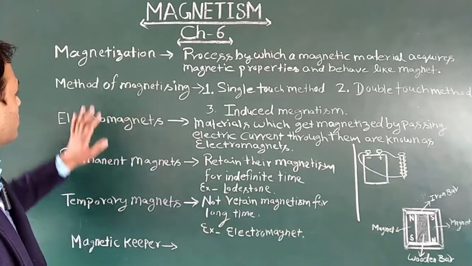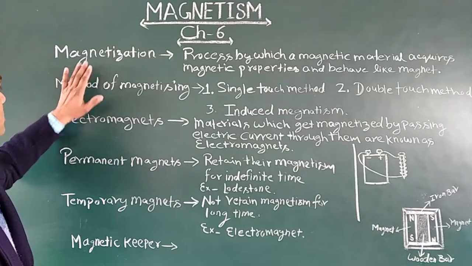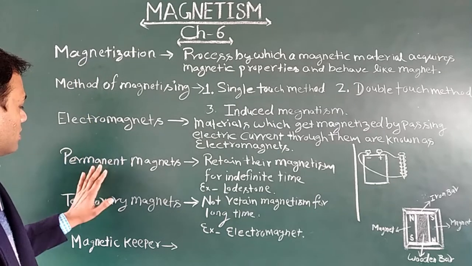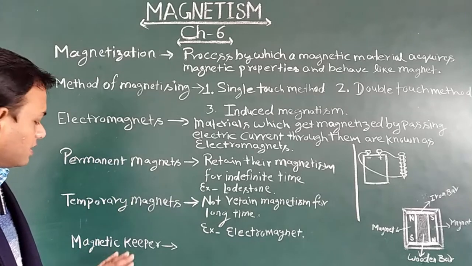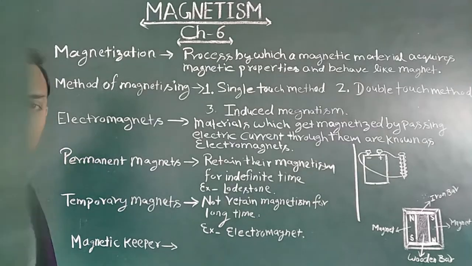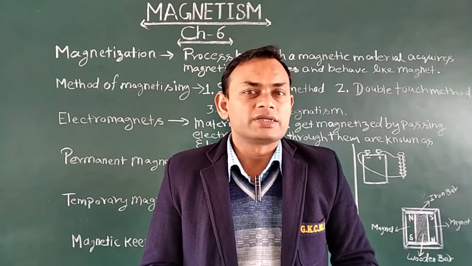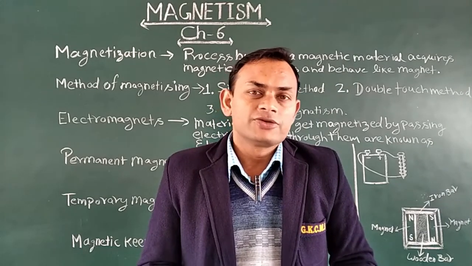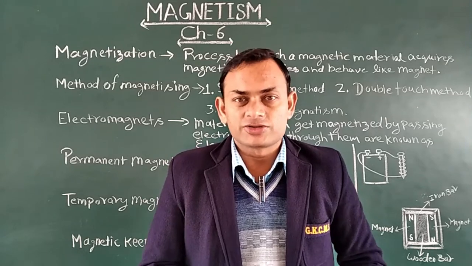So today I told you about magnetization, methods of magnetizing, electromagnets, permanent and temporary magnets, and the magnetic keeper. These were some important things in this chapter, and this was the last chapter of your syllabus. So till then, keep practicing.